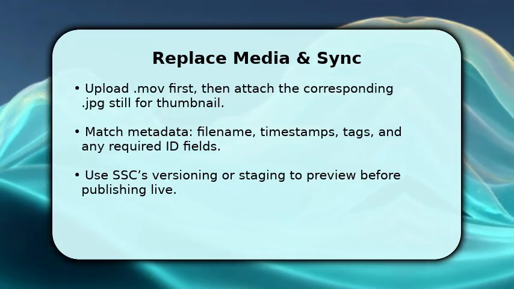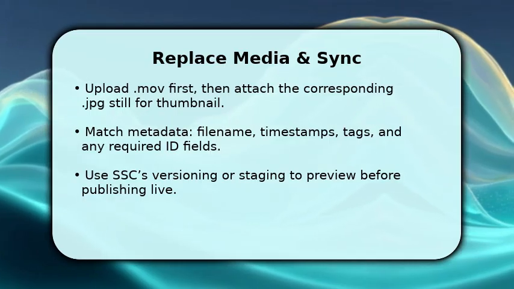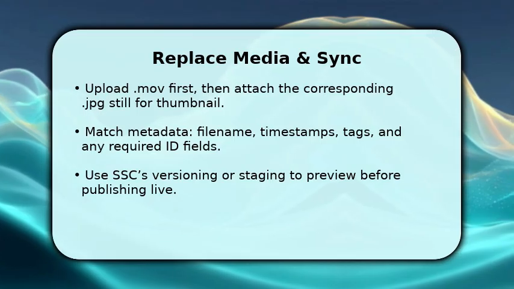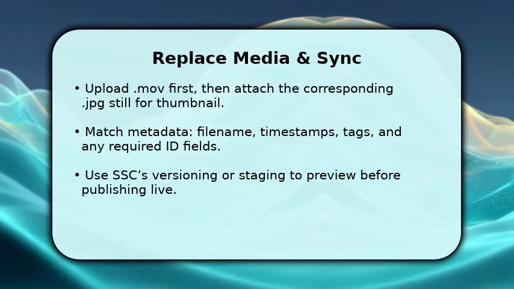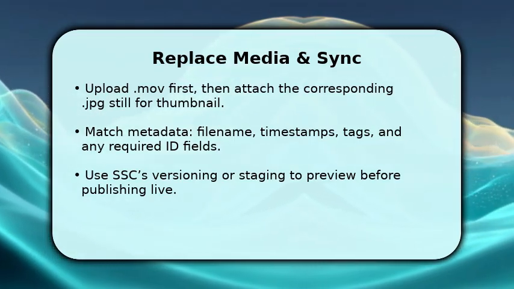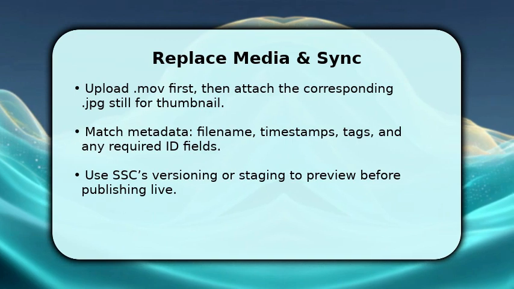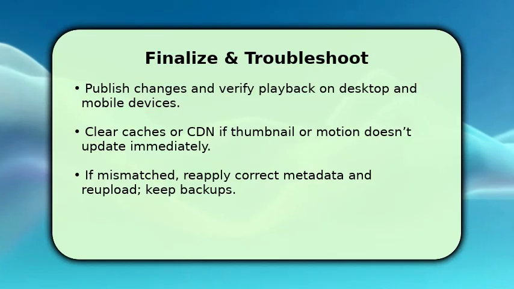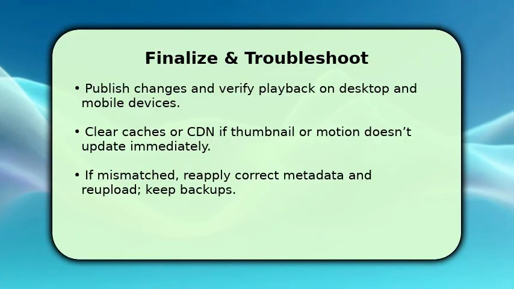After uploading, use the platform's staging or versioning feature to preview playback and thumbnail appearance. If anything looks off, roll back to the staged version, adjust metadata, and reupload to preserve continuity. You're almost done. Publish the edited asset and verify playback on both desktop and mobile to confirm the live photo plays and the thumbnail is correct.